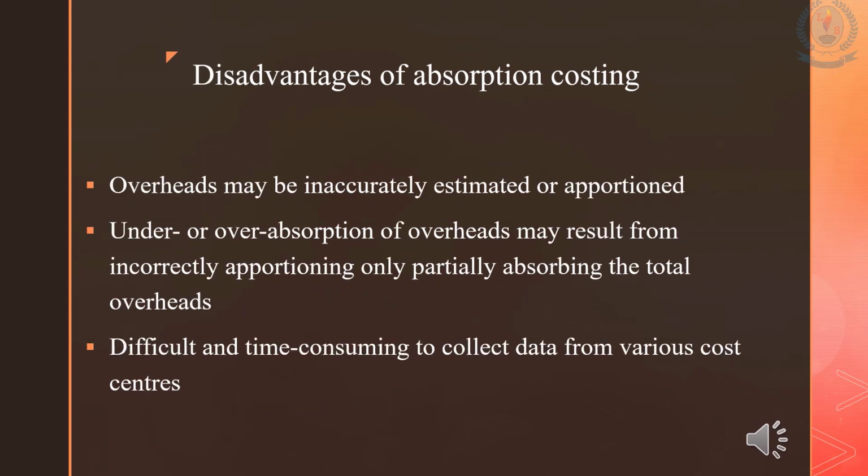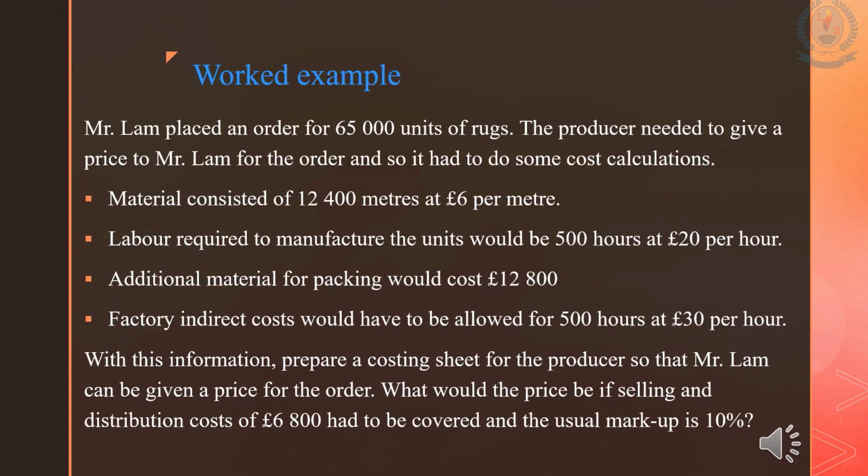Now it's time to look into the disadvantages of absorption costing. There will be an issue with the cost estimation or apportionment. If it is inaccurately estimated, the effect on the decisions will be negative. The overheads might be over or under absorbed due to incorrect apportioning. The information required for the costing will consume time in collection and be difficult to collect also. Now let us see how an example is worked out.